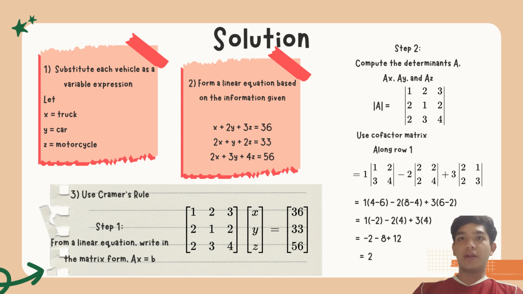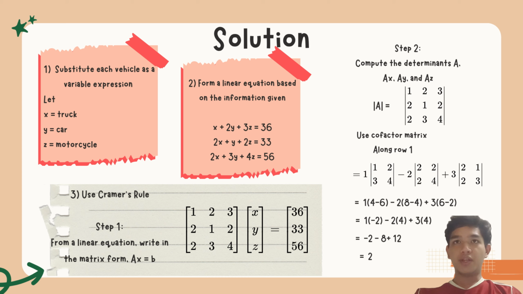Next, we use Cramer's rule to obtain the value of x, y, and z. Now, everyone knows how to use Cramer's rule just now, right? So, let's follow this step. Step 1. From a linear equation, we need to write in the matrix form, which is AX equals B. A is the coefficient matrix, while X is the variable matrix, like x, y, and z we just did earlier. And B is the constant matrix. And then, it will be like this.